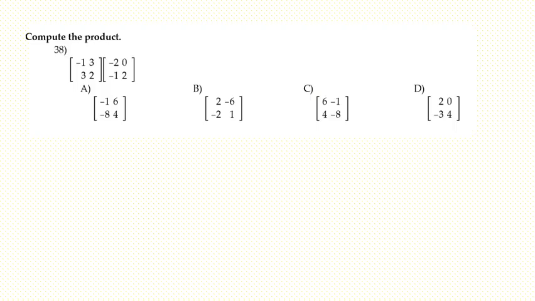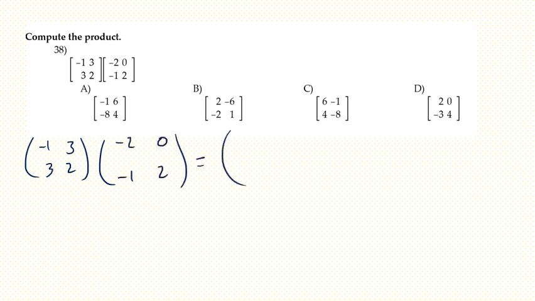I have a 2 by 2 matrix multiplied by another 2 by 2 matrix, and as we know, if I multiply a 2 by 2 matrix by another 2 by 2 matrix, the answer is always another 2 by 2 matrix. So I have another 2 by 2 matrix here. I'm going to simplify. When we multiply, we multiply row by column.